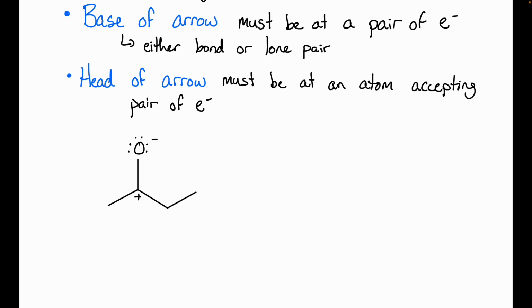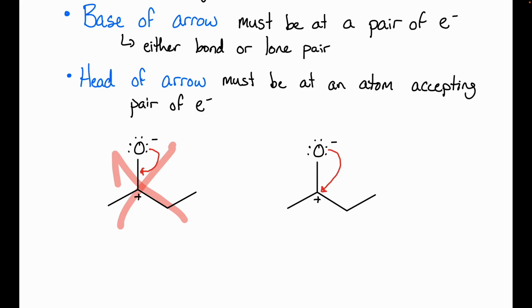All right, so if I want to show this pair of electrons coming down here, I cannot have it start at the pair of electrons. That's good, we need that. But I'm not allowed to have it point in the middle here, because electrons don't accept other electrons, right? So this would not be correct. Instead, if I'm going to show that coming down, it needs to end at an atom here. So this would be the right way to show that. Okay, so again, the head of the arrow is always at an atom. The base of the arrow is always at a pair of electrons.